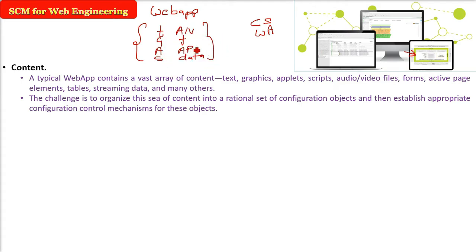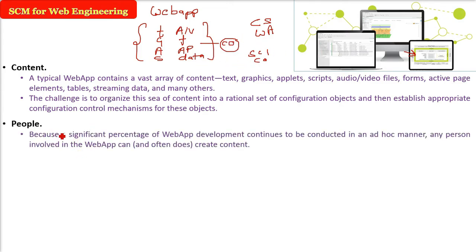So now we need to organize these in a certain set of configuration objects, like a text configuration object, a graphics configuration object, an audio configuration object, and then establish an appropriate configuration control mechanism for these objects, which we are doing for the conventional one. Whenever web app development is taking place, most of the time this is done in an incremental, ad hoc manner. Any person involved in the web app or the mobile app can create content. He can do the work. He can create certain content which will be published in the website, the web app or the mobile app.